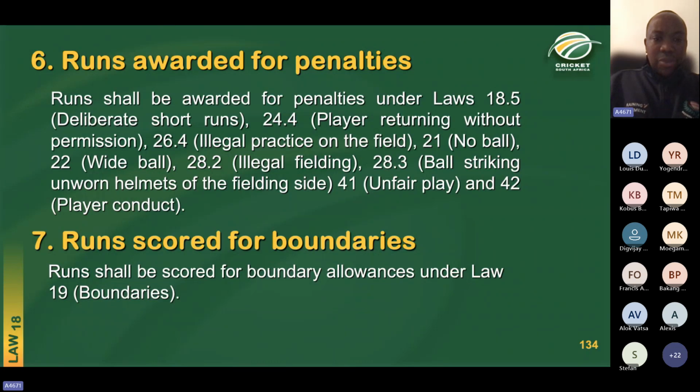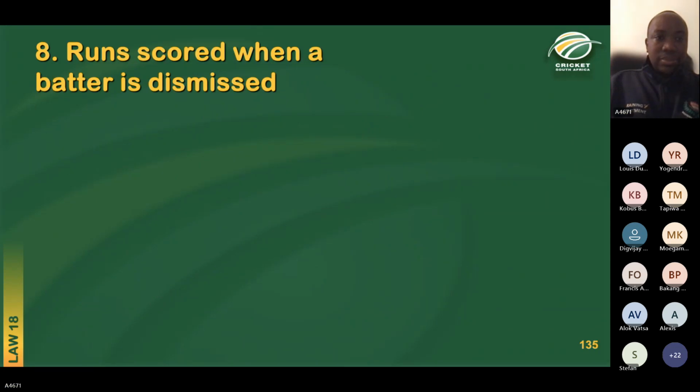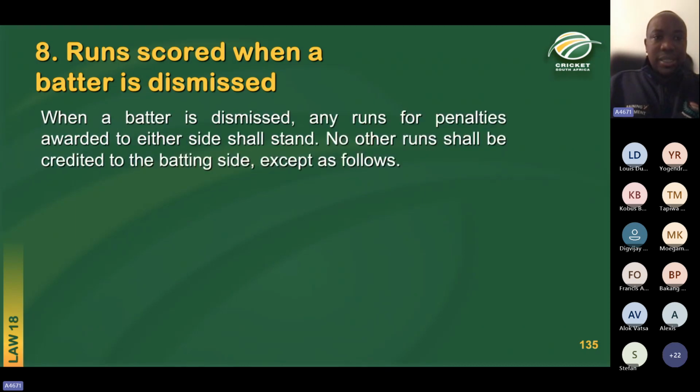There are 2 types of boundaries, boundary 4 and boundary 6, and we shall go into more details on those in the following law, Law 19. Can runs be scored when a batter is dismissed? Let's see what the law says.